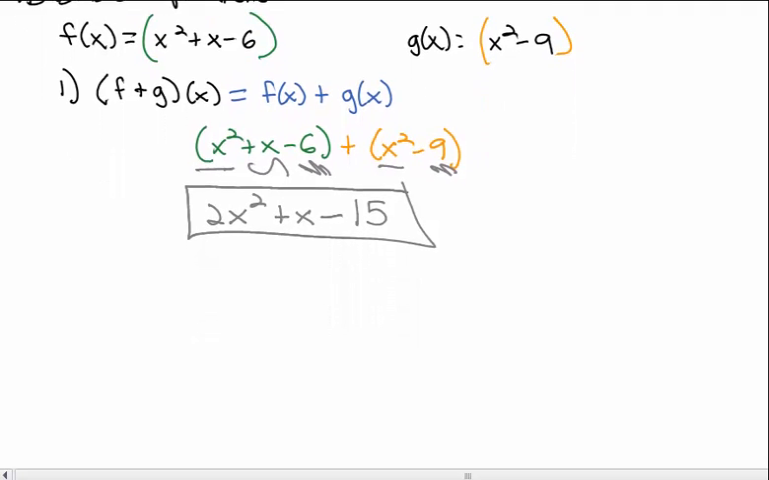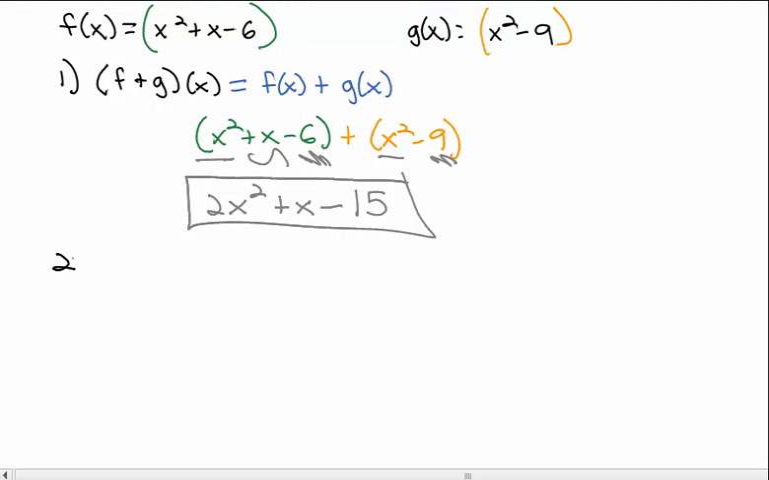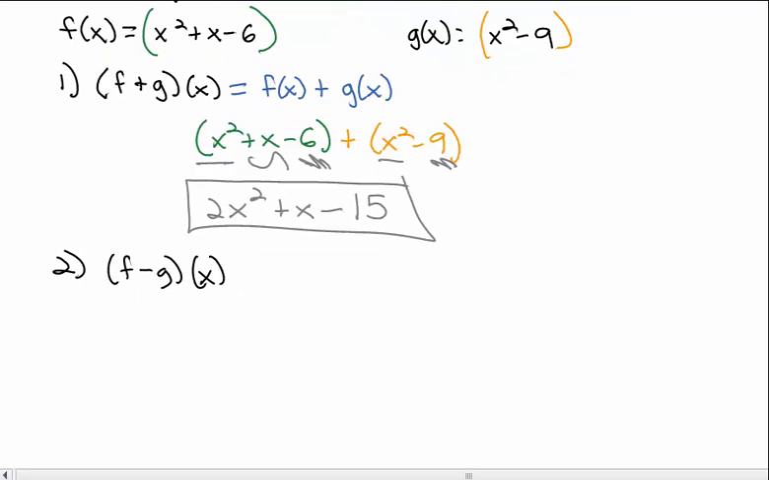This idea works much the same way with subtraction. If we wanted to find out what f minus g of x was, what this really means we're going to do is we're going to take this f of x and we're going to subtract whatever g of x is. And again, if we had the numbers, we could plug those in for f and plug them into g and then subtract the answers. Or in this case, we've got the functions.